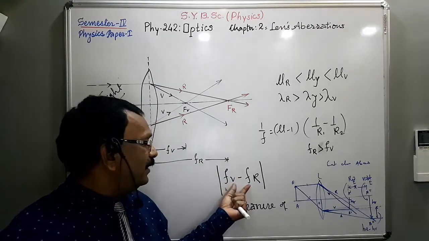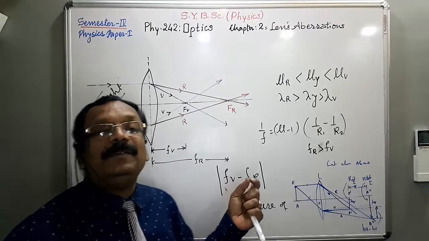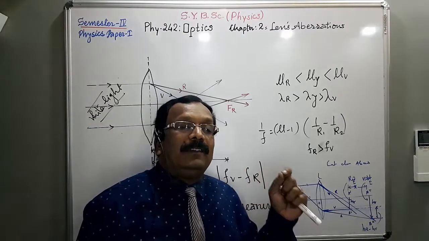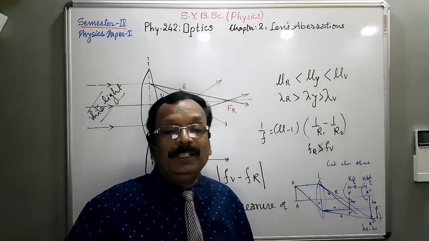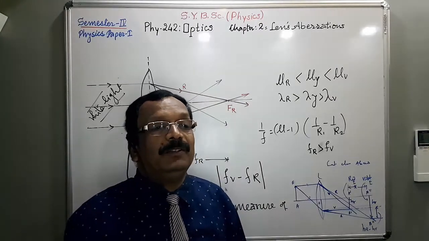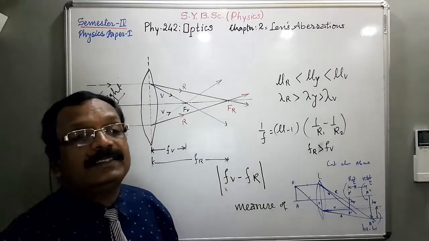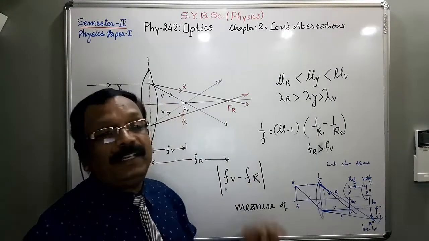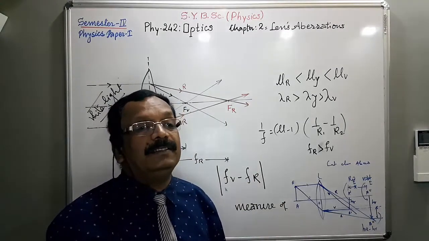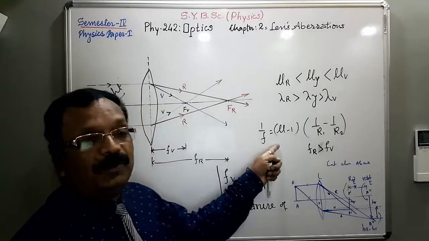Minimum is the difference between these two focal lengths, then longitudinal chromatic aberration will be minimum. Okay. Now, the focal length F of this thin lens related to refractive index of material of the lens is given by this equation, obviously.